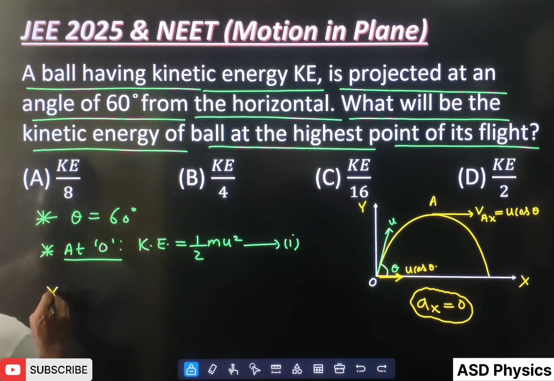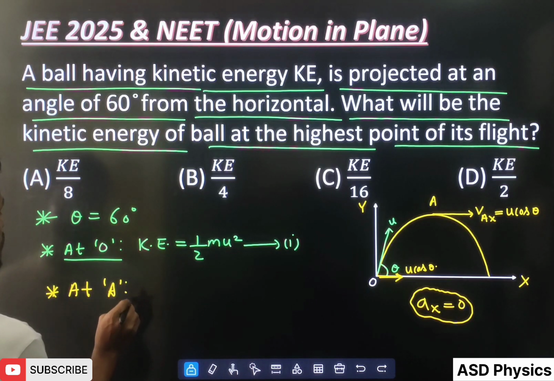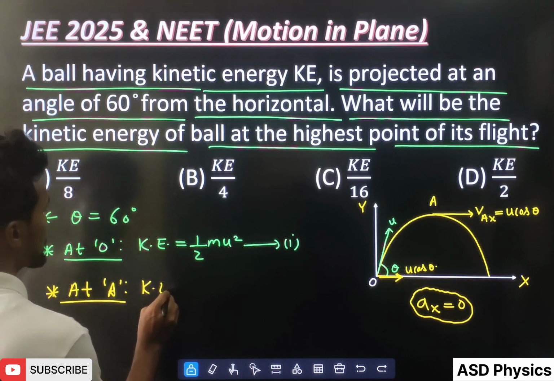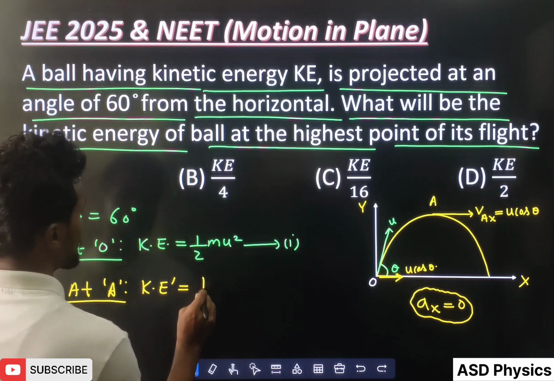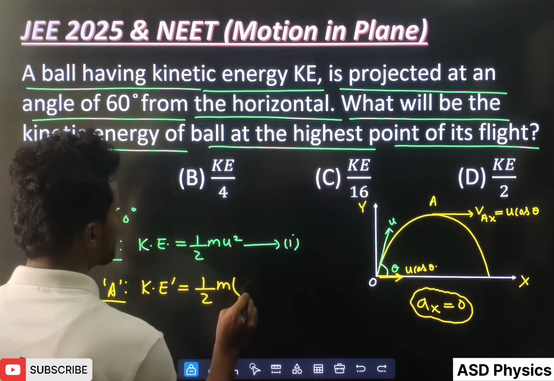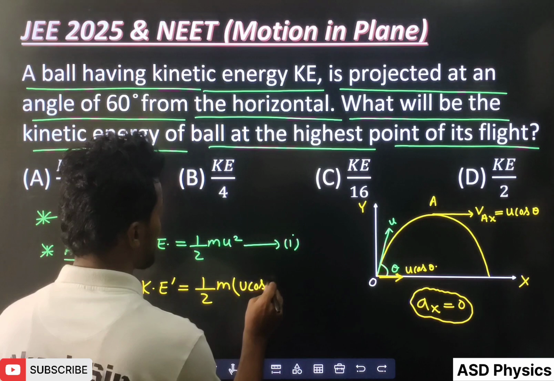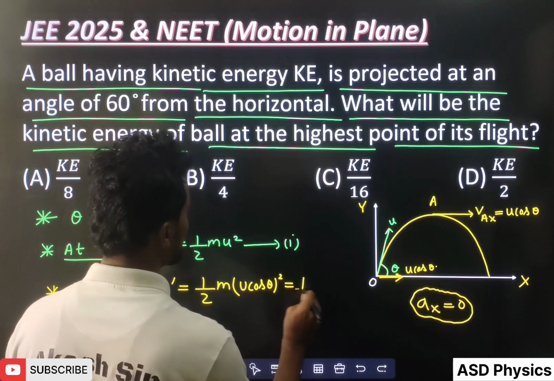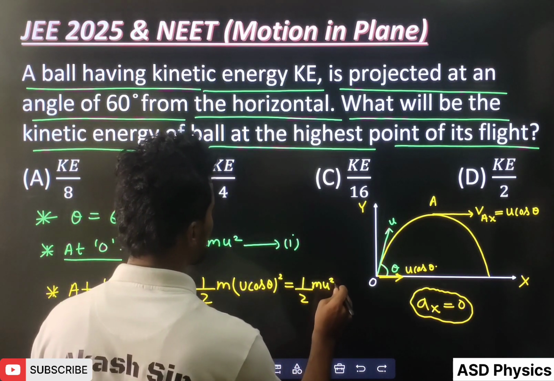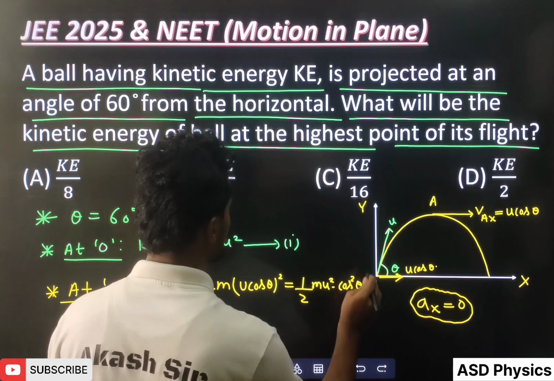So now, students, at the highest point, at point A, let's take the kinetic energy and write it as KE dash. What is the formula? Half m, and the speed here is u cos theta, whole square. So I can write, kindly see very well, half m u square into cos square theta.